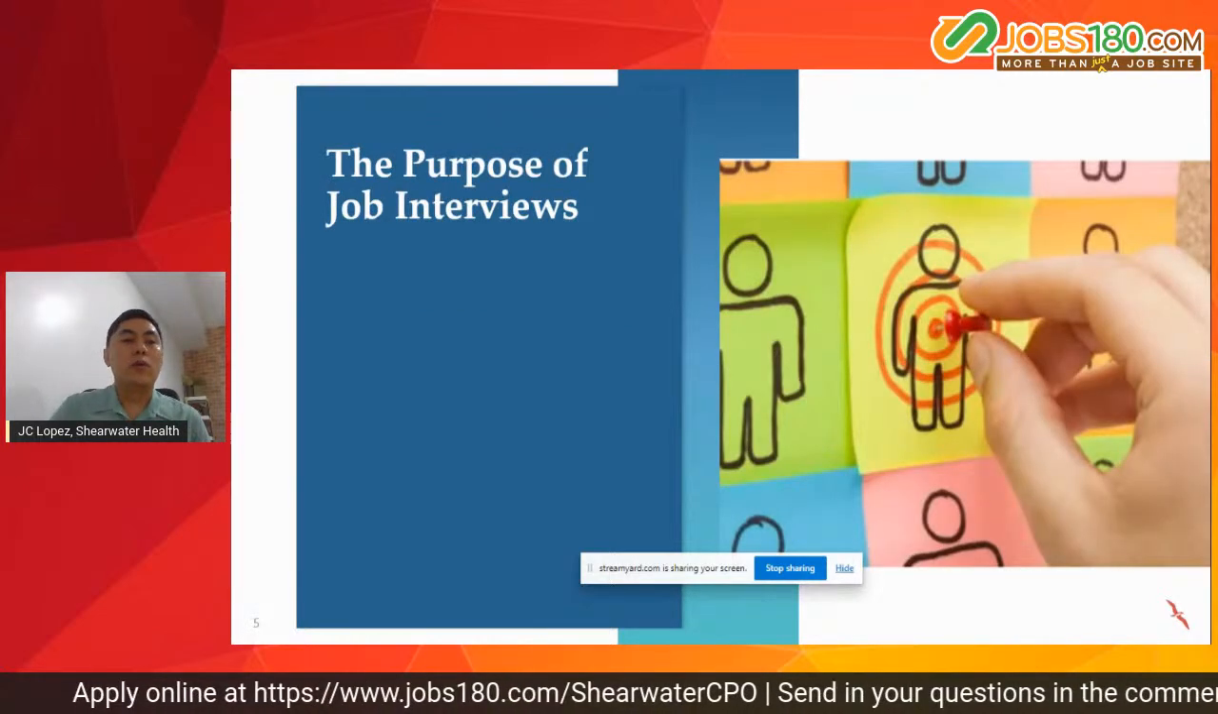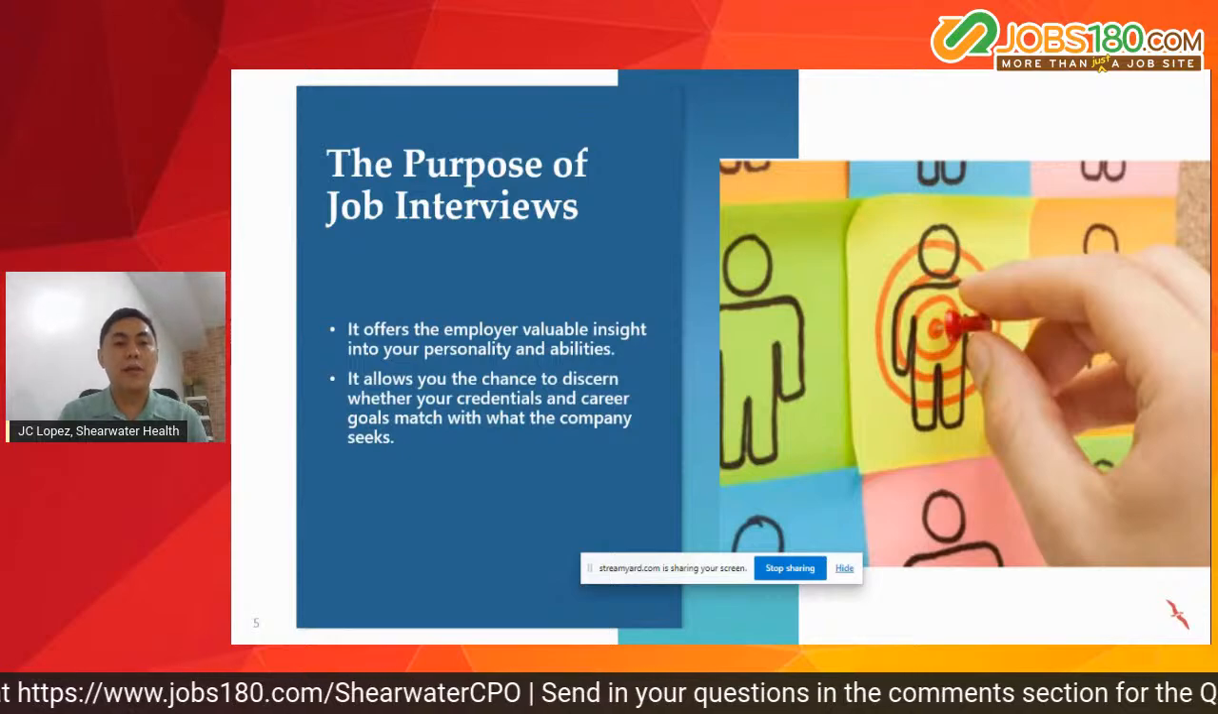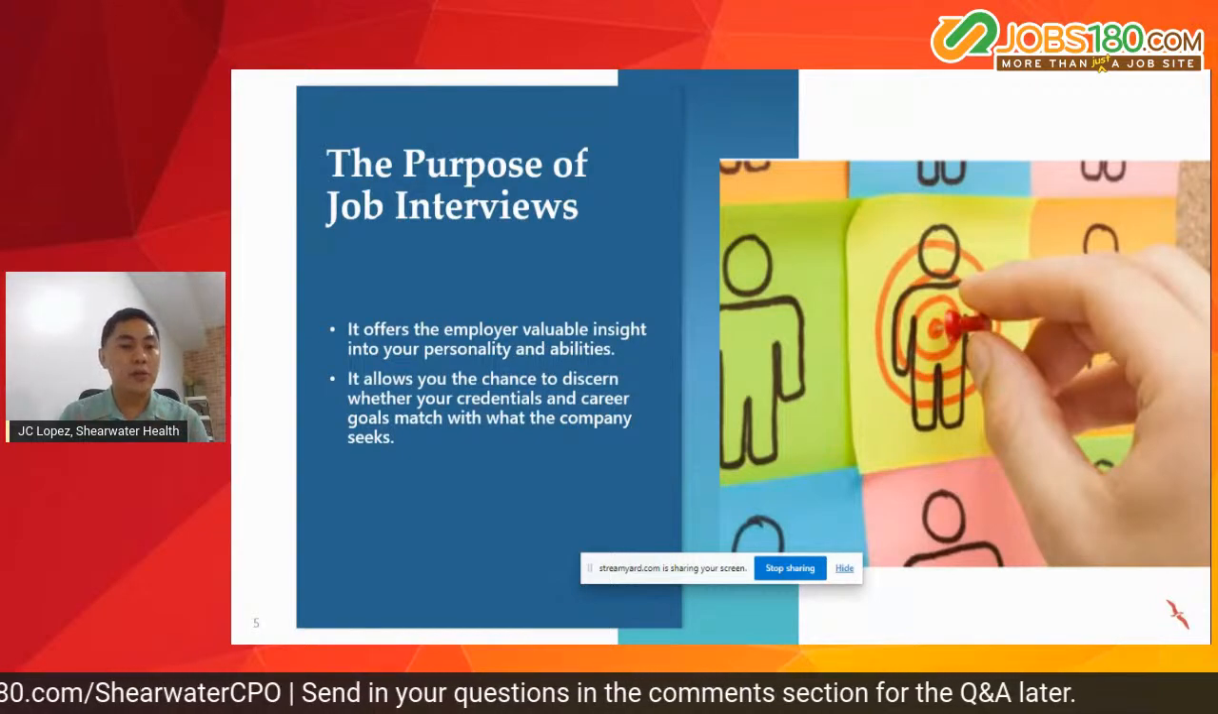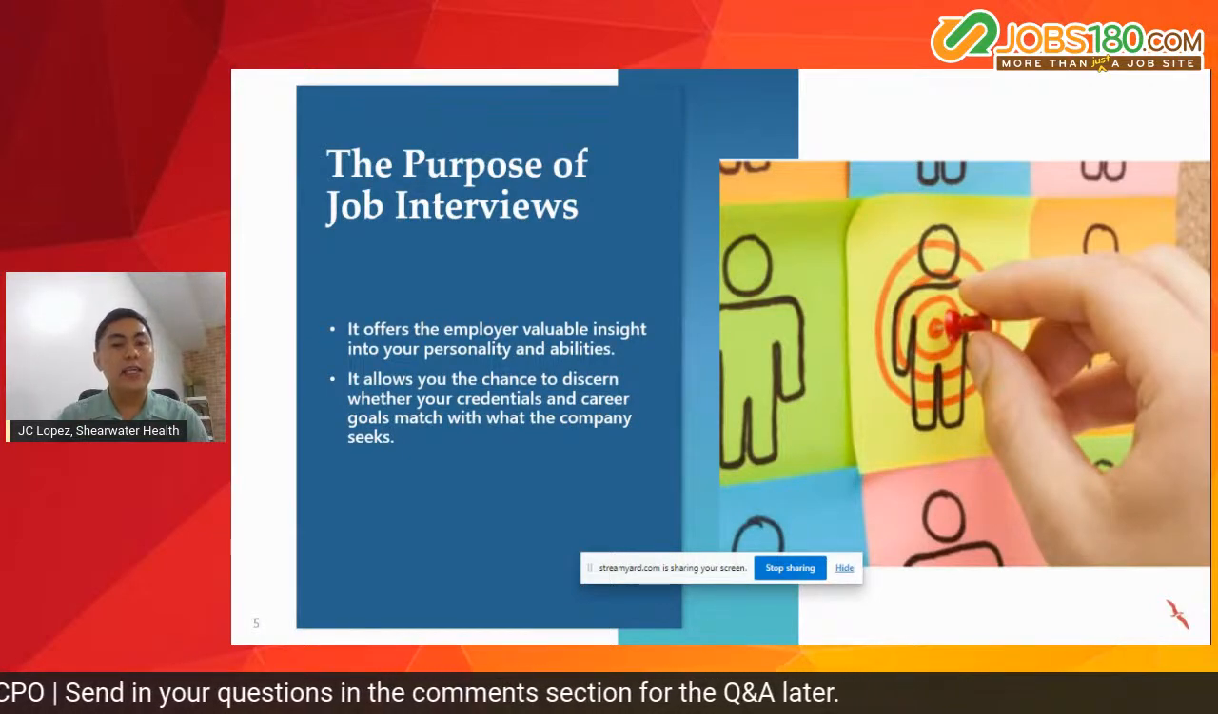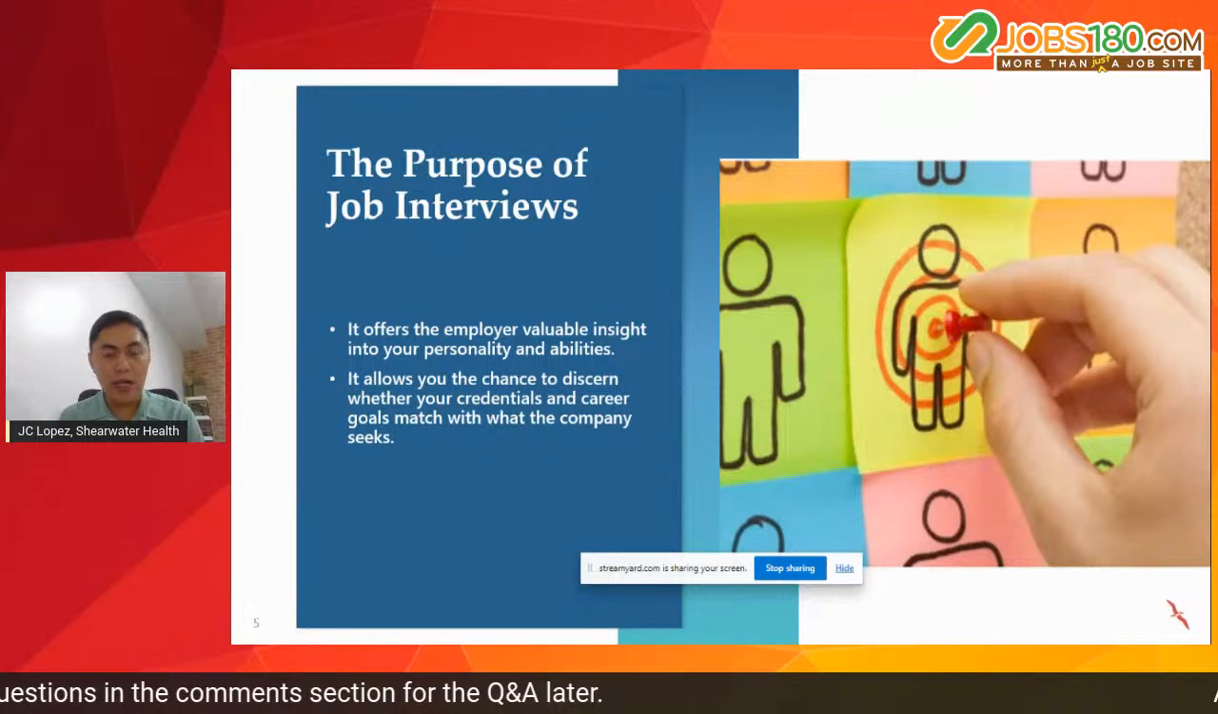Okay. So what is its purpose? It offers the employer, the companies, insights about you, your personalities, your abilities, your skills. How would you fit into our culture? How would you fit into our team?